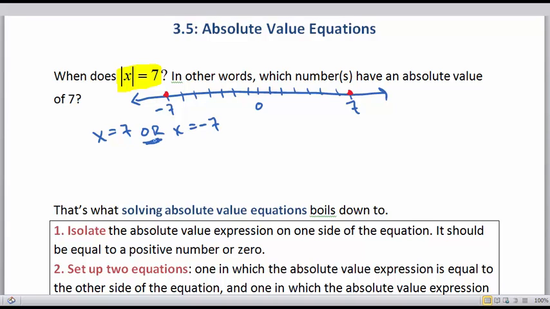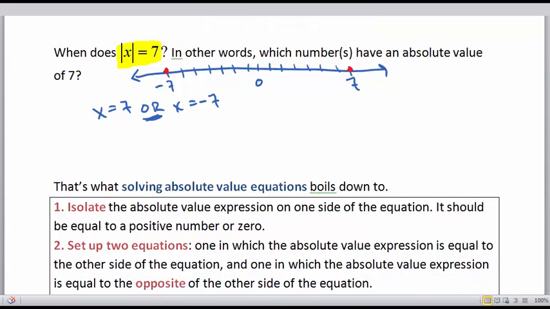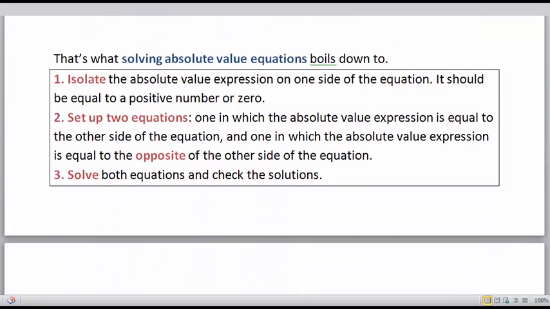And again, we had talked about this in a previous video on inequalities. Or means only one of the two must be true. Because if I wrote x equals 7 and x equals -7, that's kind of a contradiction, because x can't be both 7 and -7 at the same time. So you actually use the word or to connect those solutions. So it's x equals 7 or x equals -7. And what I just did there, taking the x out of the absolute value and setting it equal to 7 and -7, that's really the process for solving absolute value equations.